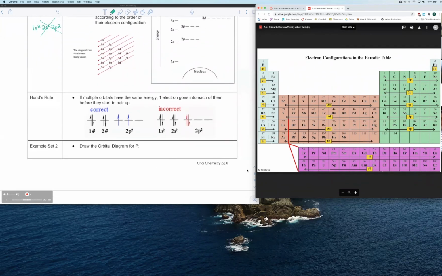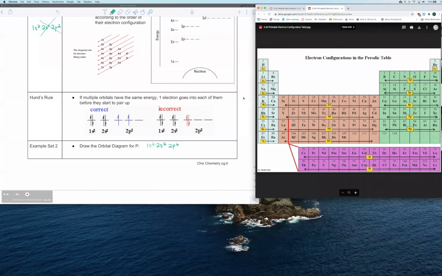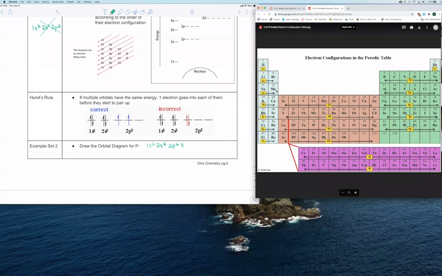Okay, so orbital diagram for P, the first thing that I'm going to do is write down the electron configuration. So I would have 1s2, 2s2, 2p6, 3s2, and then I would have 3p3.